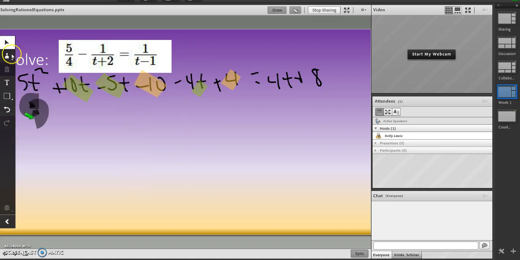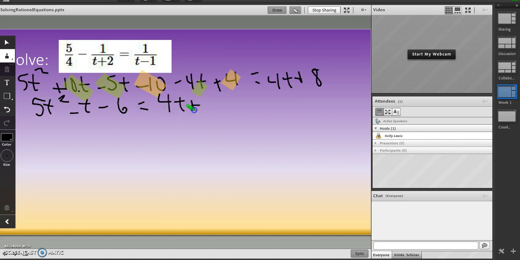Still in highlighter mode, silly girl. 5t squared. So 10t minus 5t is 5t. 5t minus 4t is 1t. And then negative 10 and 4 is negative 6 equals 4t plus 8.